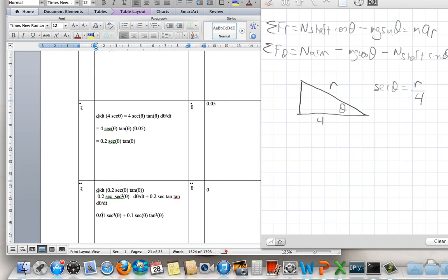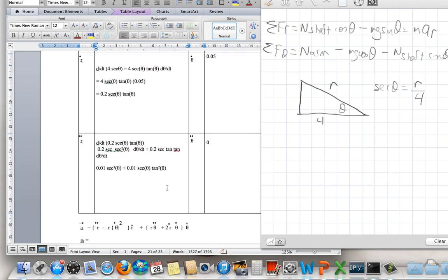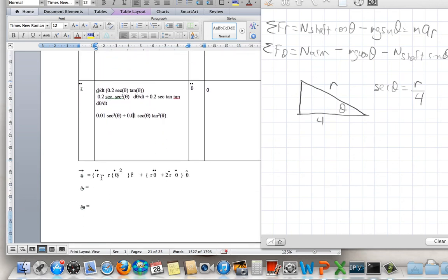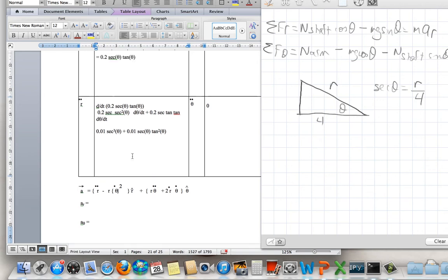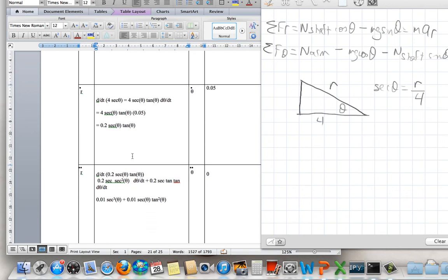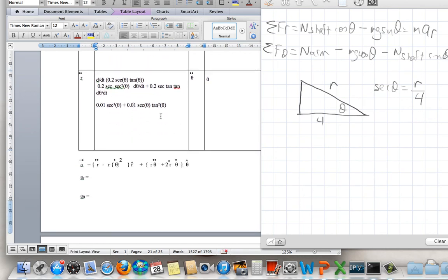No, just 0.01, sorry. Secant cubed plus 0.01 secant tan squared. So then we're going to do our kinematics. r double dot, you know, is this minus r theta dot squared. You have r, you have theta dot. We have to substitute all of this. We are, however, going to work with an angle of 30 degrees.